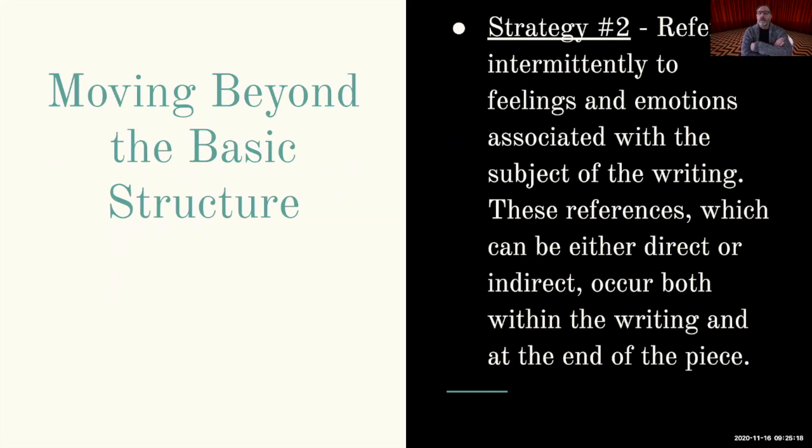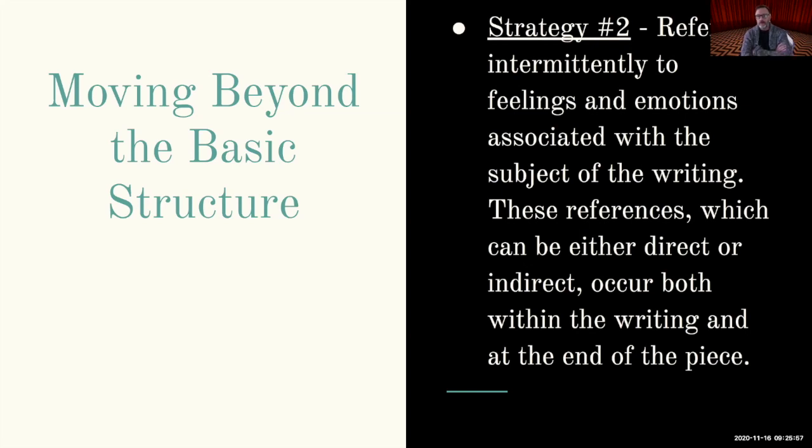Well, refer intermittently, which means occasionally, to feelings and emotions associated with the subject of the writing. These references, which can be either direct or indirect, occur both within the writing and at the end of the piece. So what does this mean in plain, simple English? It just means that as you are writing, you are in the midst of this whole event, everything that's going on, and you, in your narrator's voice, are telling the reader what you are experiencing in real time.